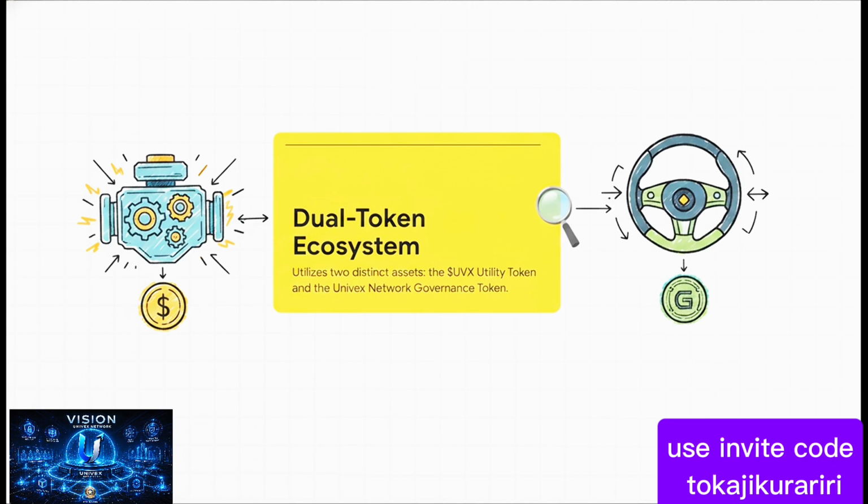It helps to think of this like a vehicle. The UVX Utility Token is the engine, right? It's furiously driving daily activity, pumping energy through the whole system. Meanwhile, the Univex Governance Token acts as the steering wheel, giving you that careful, deliberate control to guide the protocol's long-term direction. You really need both to get where you're going safely.